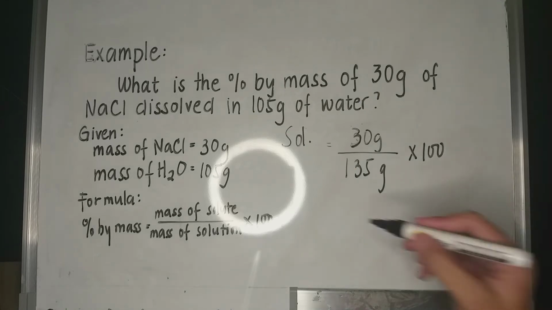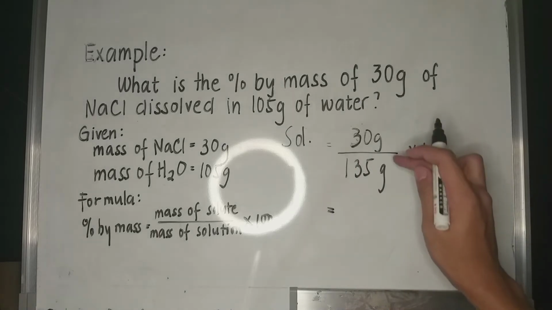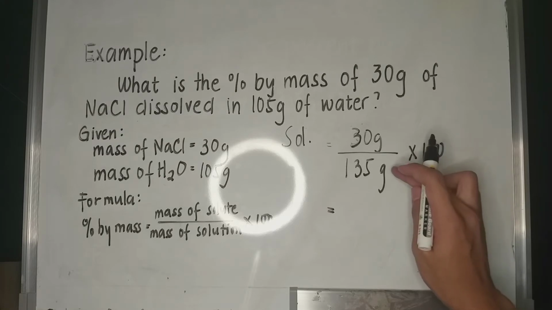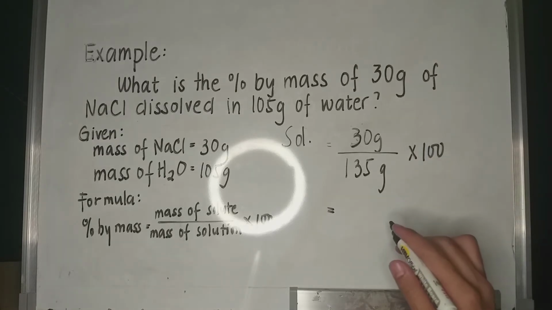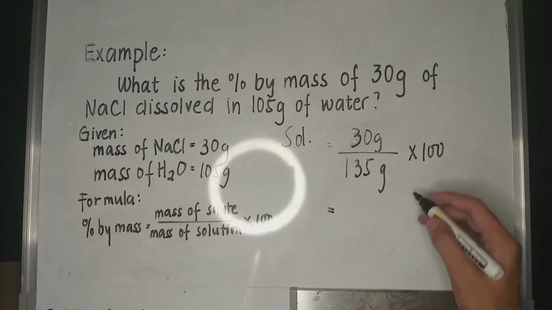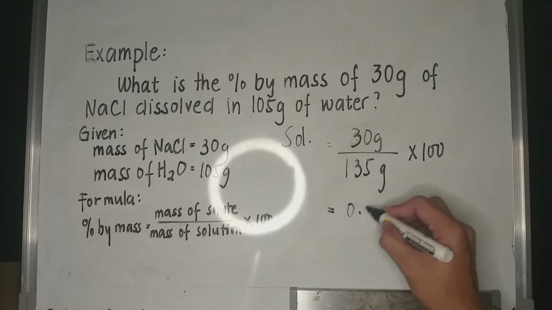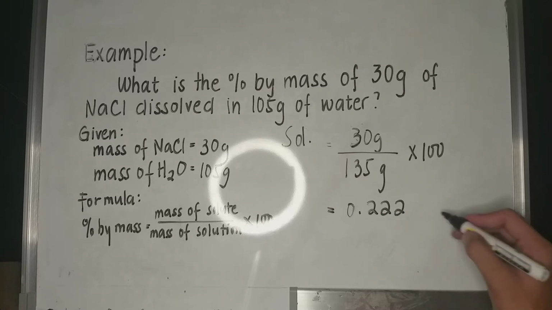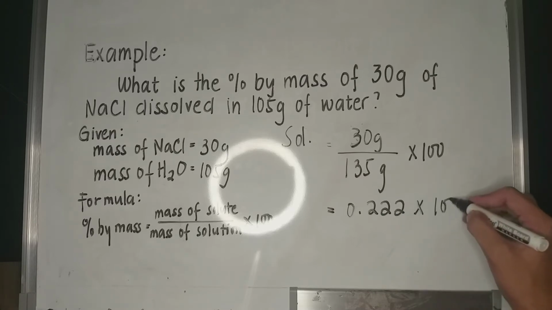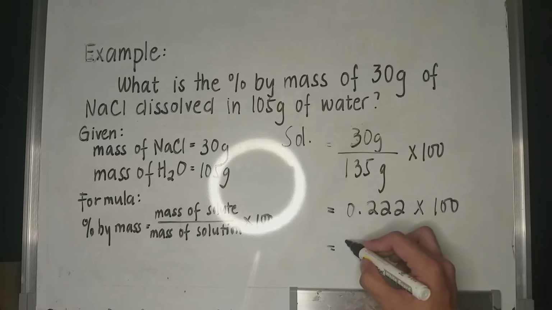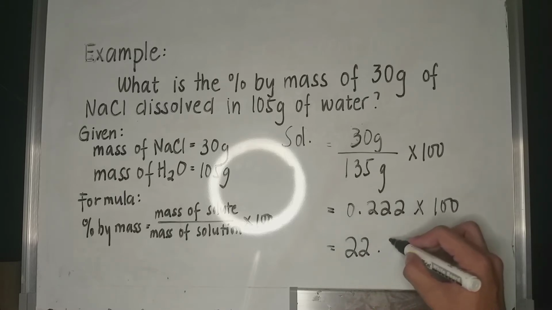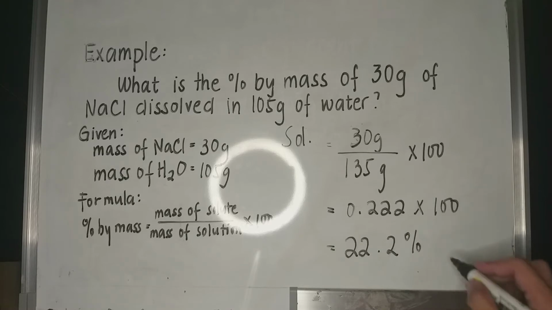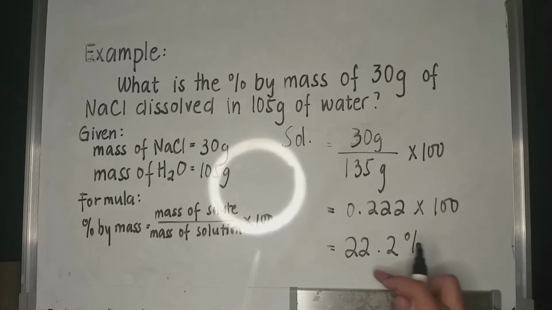So now, 30 grams divided by 135 grams is equal to 0.22 times 100. And then the final answer is 22.22%. The 22.2% is the percent by mass of solute.